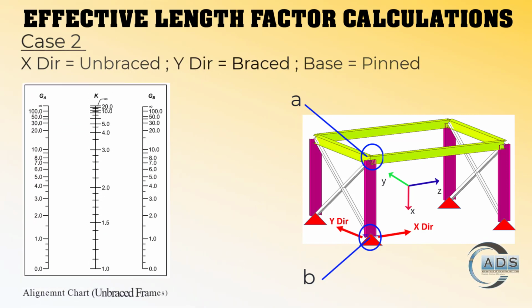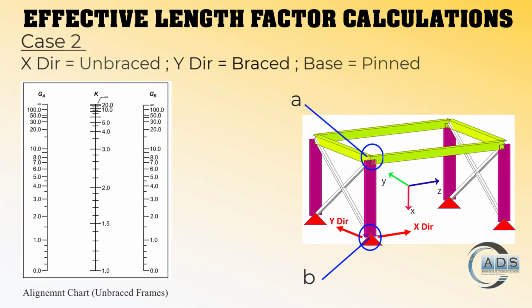Now let's go to the alignment charts. Since this frame is unbraced, we have to look into the alignment chart for unbraced frames. Mark GA and GB and join the points by a line. The intersecting K value is 2.2, hence KY is 2.2.